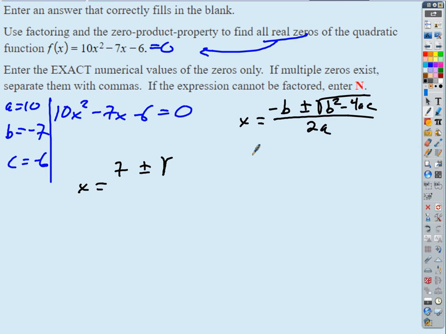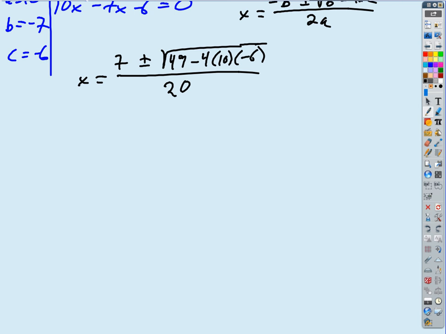root of b squared. What's negative 7 squared? 49. Minus 4 times 10 times negative 6, all divided by 2 times 10, which is 20, right? Okay, so let's clean this up then. We've got to figure out what we get underneath here, right?